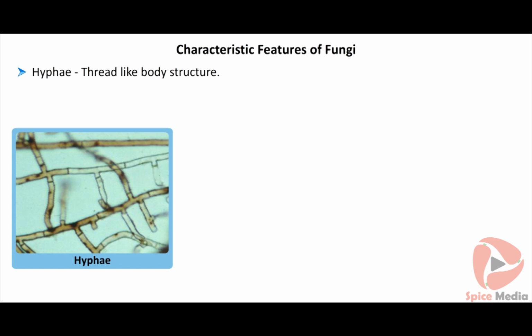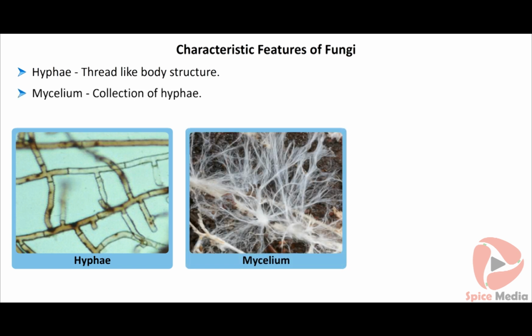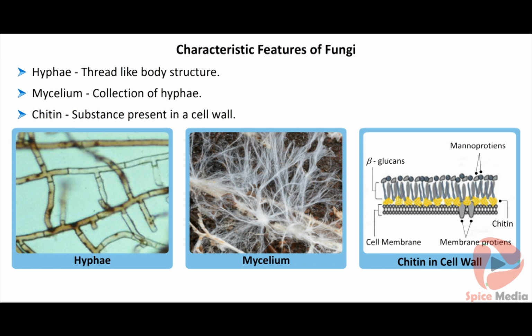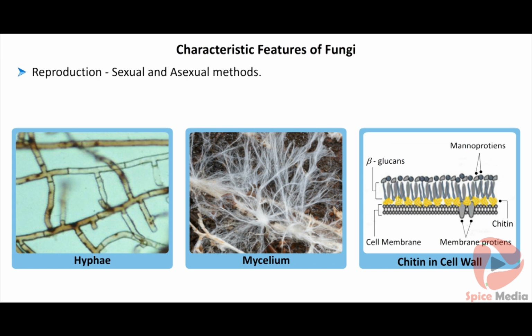The fungal body is made up of thread-like structures called hyphae. A collection of hyphae is termed mycelium. The cell wall of fungi is made up of a substance called chitin. Fungi reproduce by sexual or asexual methods. Fungi are placed in the third position, under a separate kingdom, in Whittaker's classification.